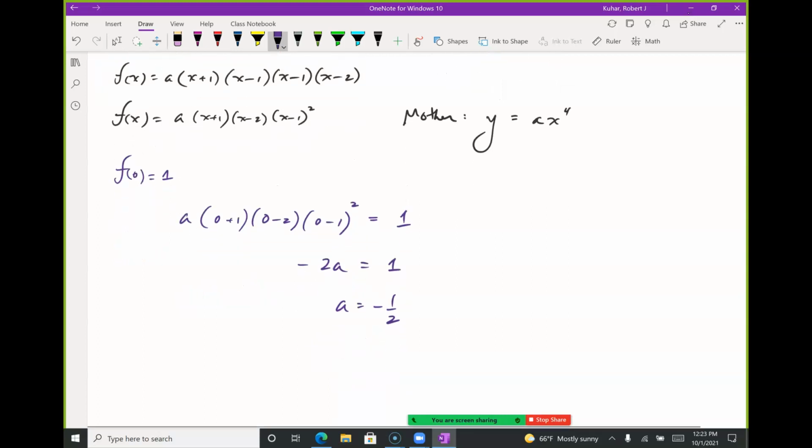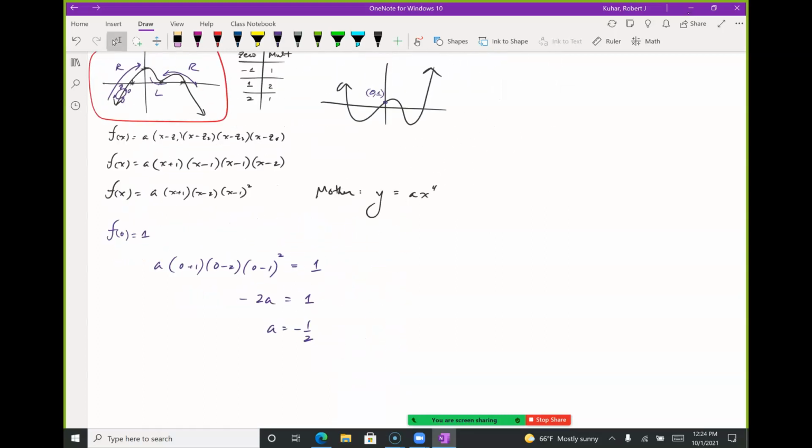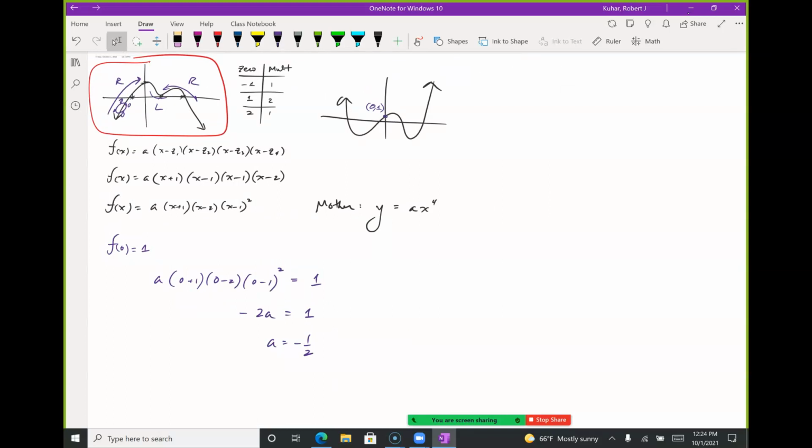And that makes sense that I would get a negative, because of how the curve is reflected down. All the positive y's become negative y's. And here's my final f of x.